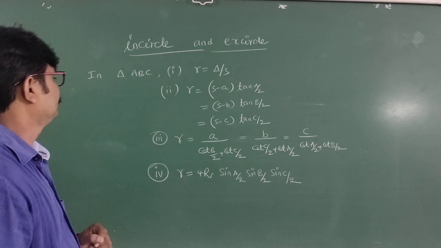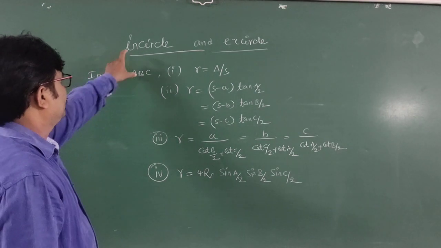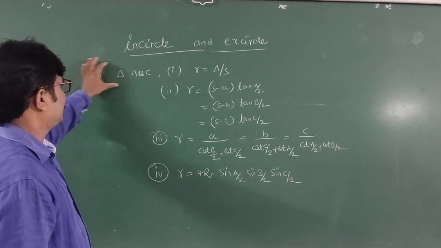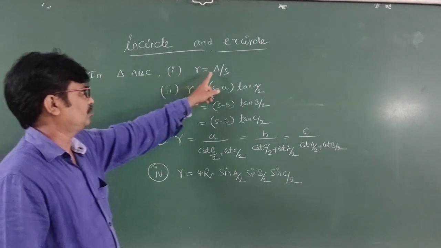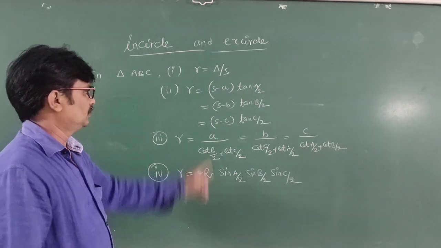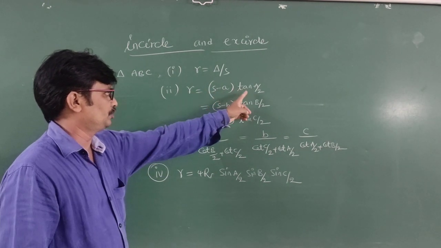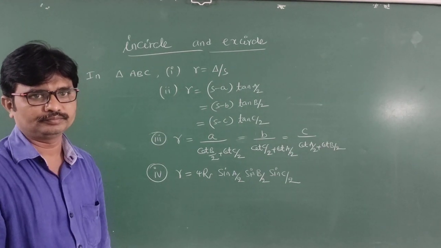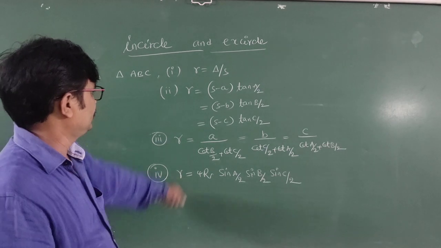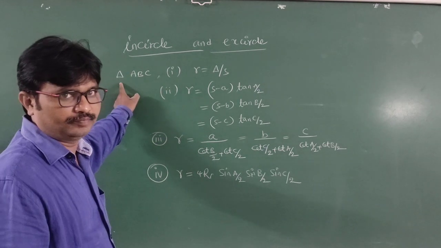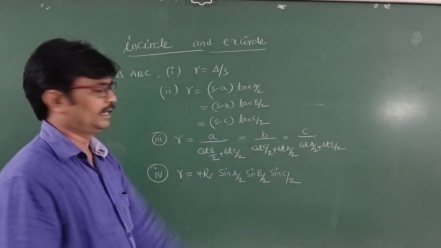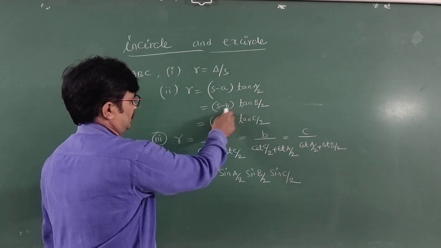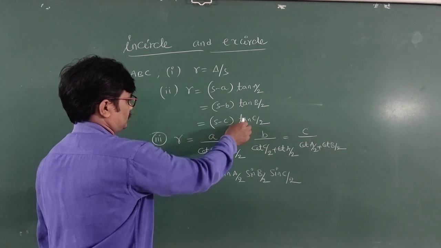Right now, in circle and ex circle. The first one: in a triangle ABC, small r equals delta by s, and small r equals (s minus a) into tan A by 2, (s minus b) into tan B by 2, (s minus c) into tan C by 2.